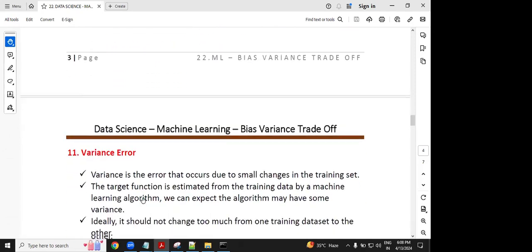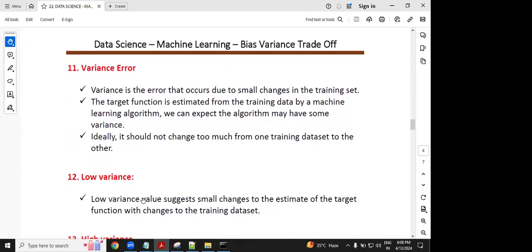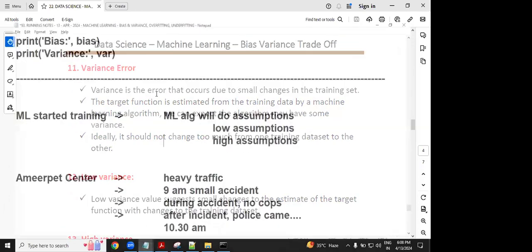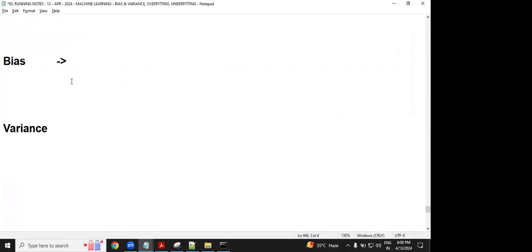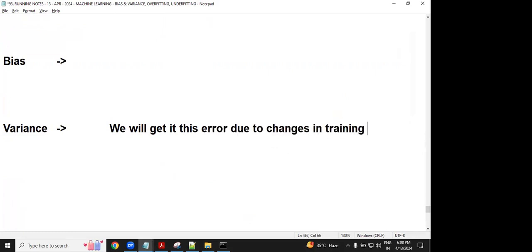Move on to the next one. Next one is what exactly? Variance. I hope you already know. What do you mean by variance? Any idea? First of all, we will get this error due to changes in the training data set. Sir, the changes can be two types: small changes, and next one is big changes.